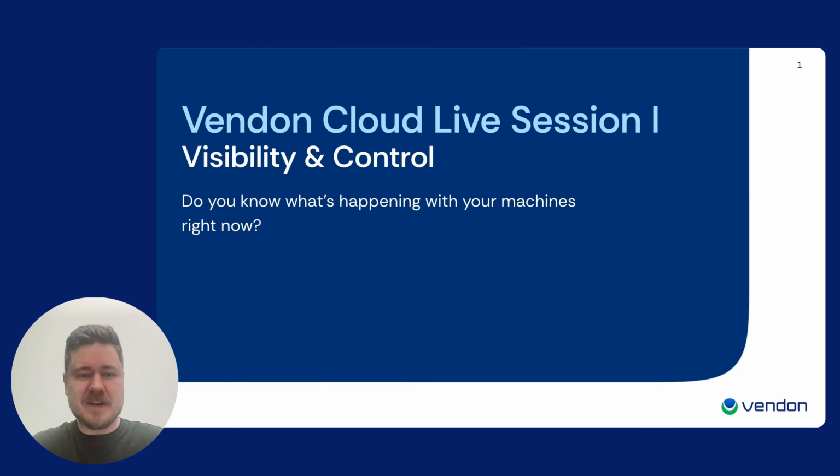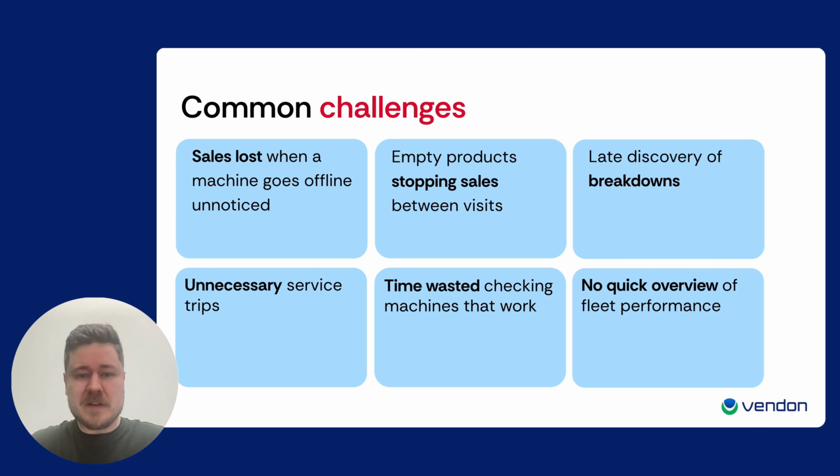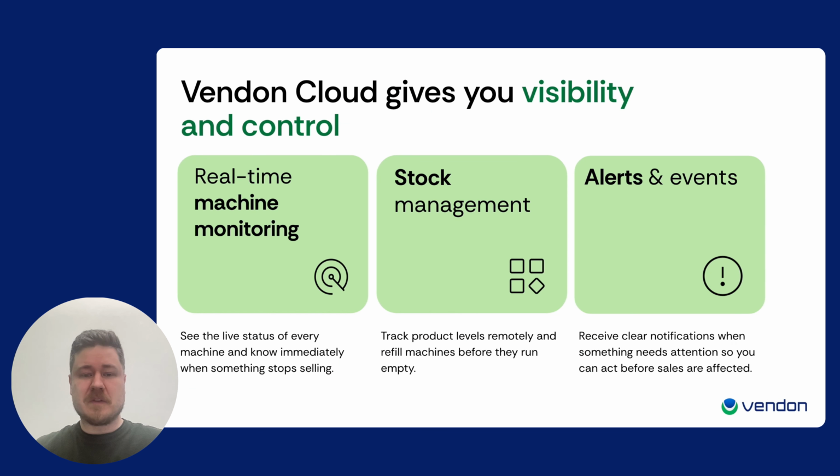My name is Rūdolfs and I am the project manager here at Vendon, and today's topic is visibility and control. When talking about common challenges that vending and coffee operators face, we see that there's not a good enough overview across your machines. They lack the details to understand when a machine really requires a visit, and they don't know when restocking is required for those machines. So today we will be talking about real-time machine monitoring, stock management, alerts and events, and how this can help you make better decisions. Let's start.